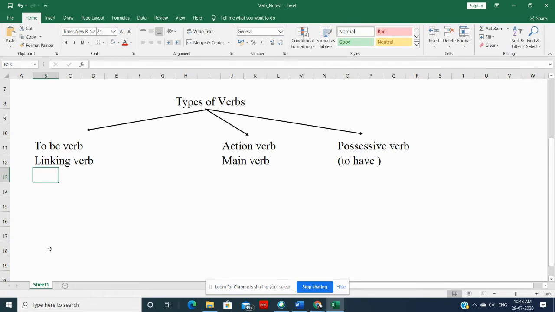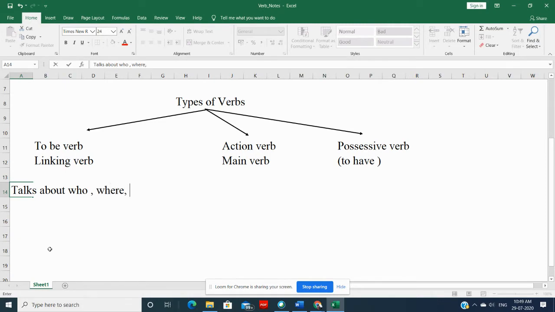First of all, what is the to be verb? This to be verb tells you about somebody: who is somebody, or what is somebody, and where is that person, or how is that person. So it talks about who, what, where, and how.